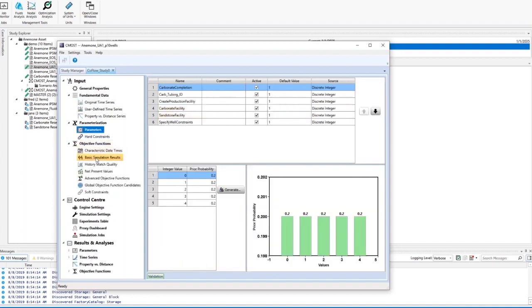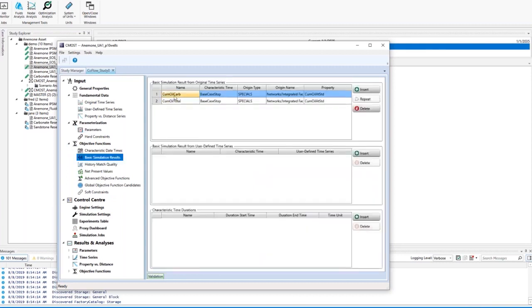And I have set up 2 objective functions, cumulative oil from carbonate and cumulative oil total, and I'm trying to maximize it using CMOST. And I'll present the results in my slides next.